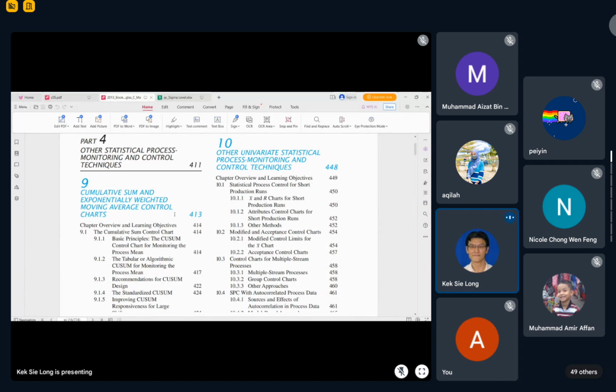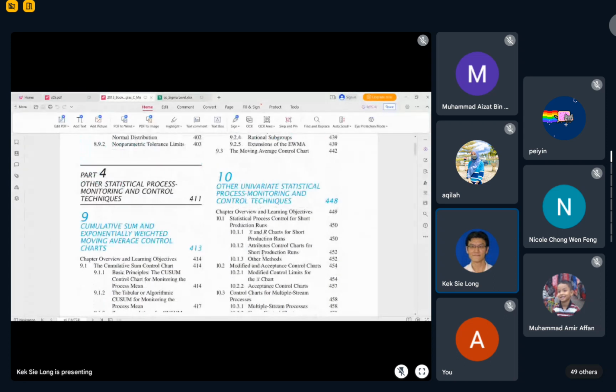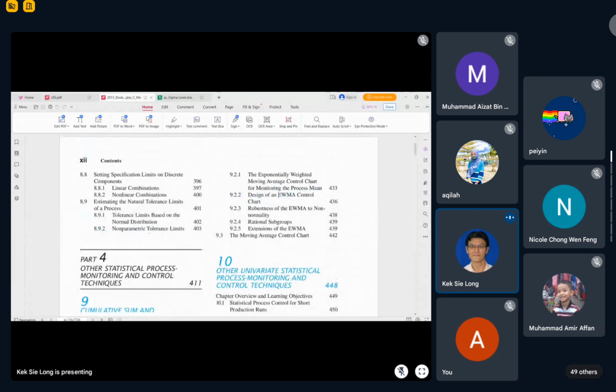So these are the improved or modified control charts, but not in our syllabus. But if you're interested, then you can explore. You can explore this Q-sum, and another one is EWMA. These two control charts are actually very interesting.